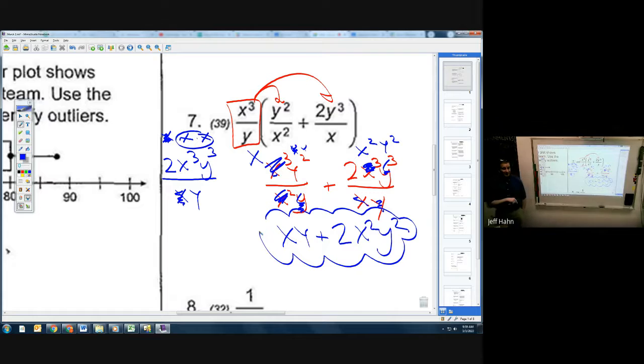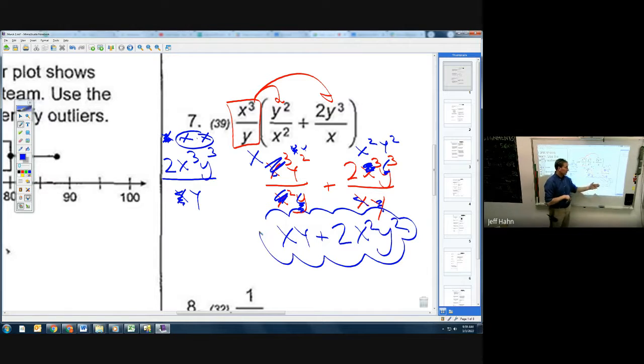If I were writing that in standard form, is that correct? Would that be in standard form? No, because what is the degree of this term? 3. 4. Why? Because you add exponents. This is a degree of? 1 plus 1.